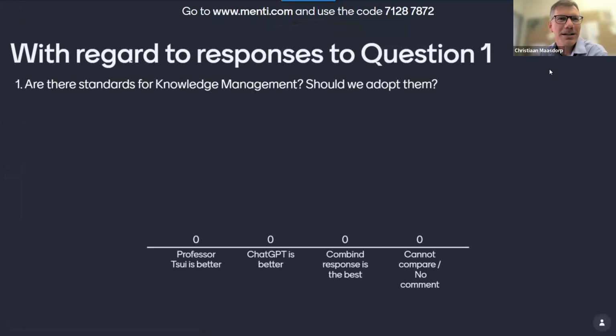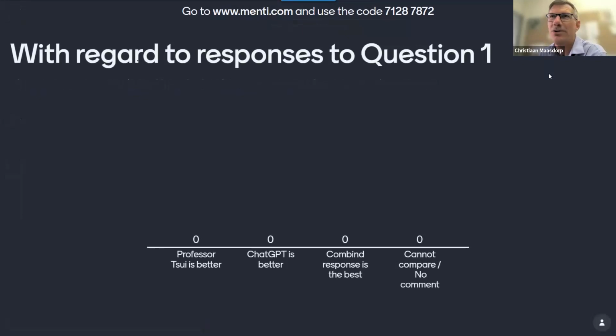So, Prof, are there standards for knowledge management, and should we adopt them? Right. Thank you for the question. Now, there are standards for knowledge management. In fact, I can go as far back as about 18, 20 years ago. Australia is the first country that published a knowledge management standard. You can go to the Standards Australia website. And in fact, before the Australian KM standard, there was the KM framework and the interim KM standard.